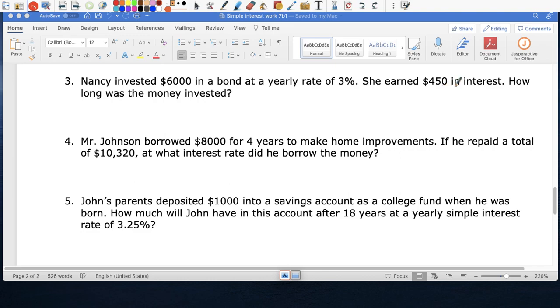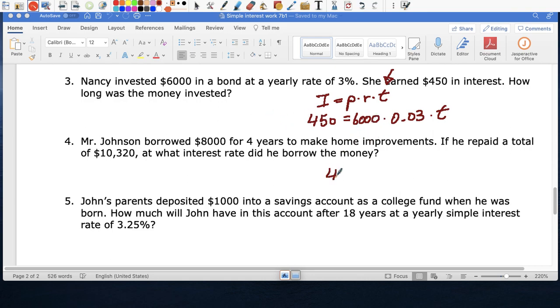All right, so again, $6,000 in the bond, yearly rate of 3%. She earned $450 in interest. How long was the money invested for? So again, remember, there's 4 variables here, right? And at any given point in time, you'll be given 3 of them, and the other one you need to find. In this case, T is what we're looking for. So she made $450. That's how much she earned. She put $6,000 in bonds. The interest rate is 0.03. So how long did she leave the $6,000 to earn $450?